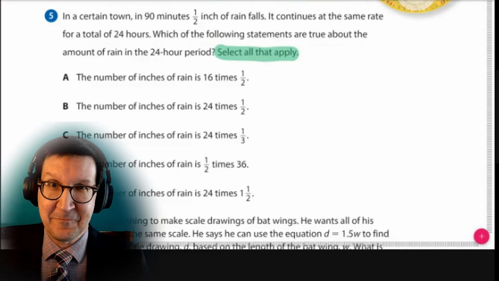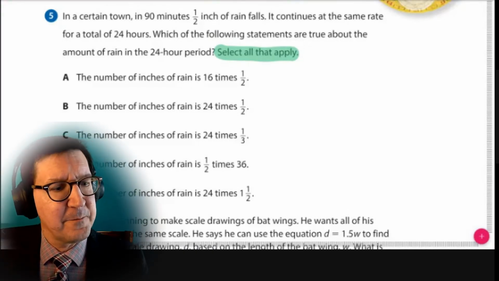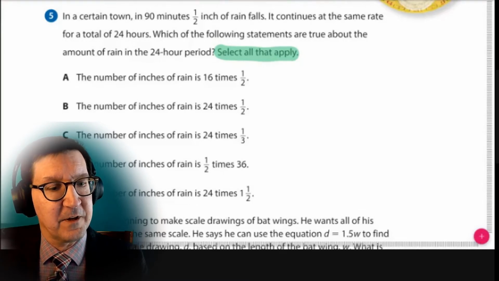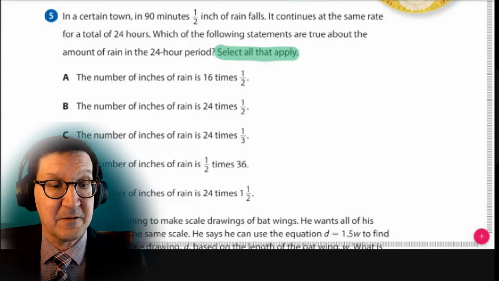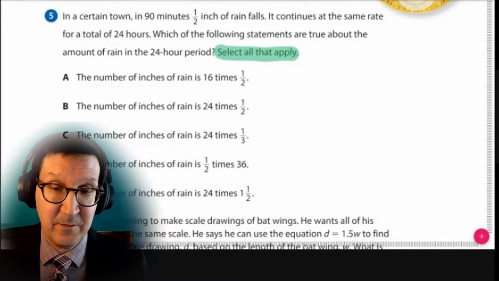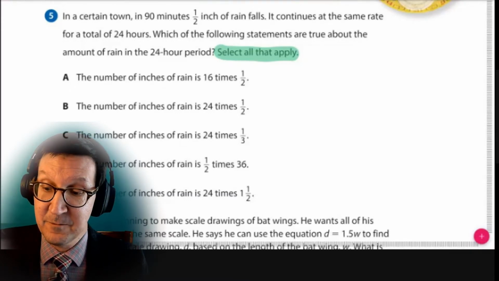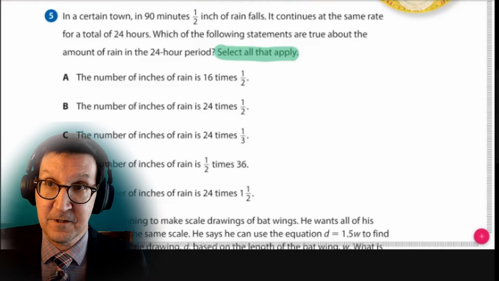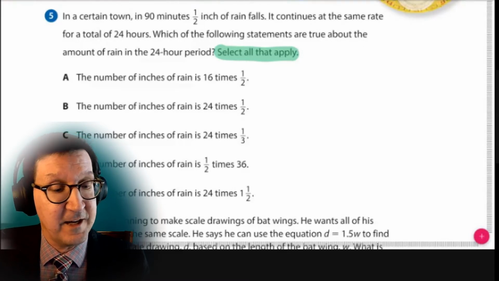Welcome back. So what we have to do first of all is figure out how to get that 90 minutes into 24 hours. Because we have 1/2 inch of rain per 90 minutes, but it's asking for the rate for 24 hours. So what we can do is find how many hours 90 minutes is, and then figure out how much that'll fit into 24 hours.